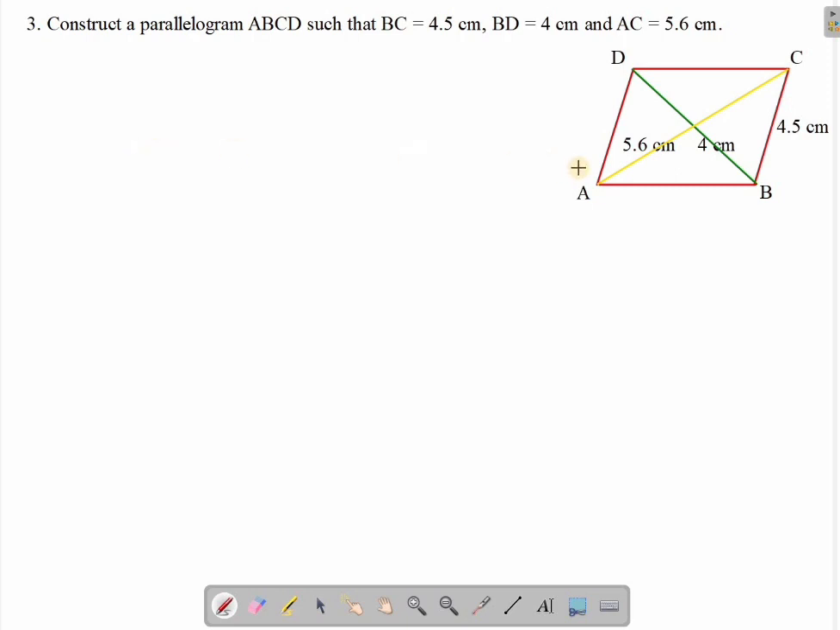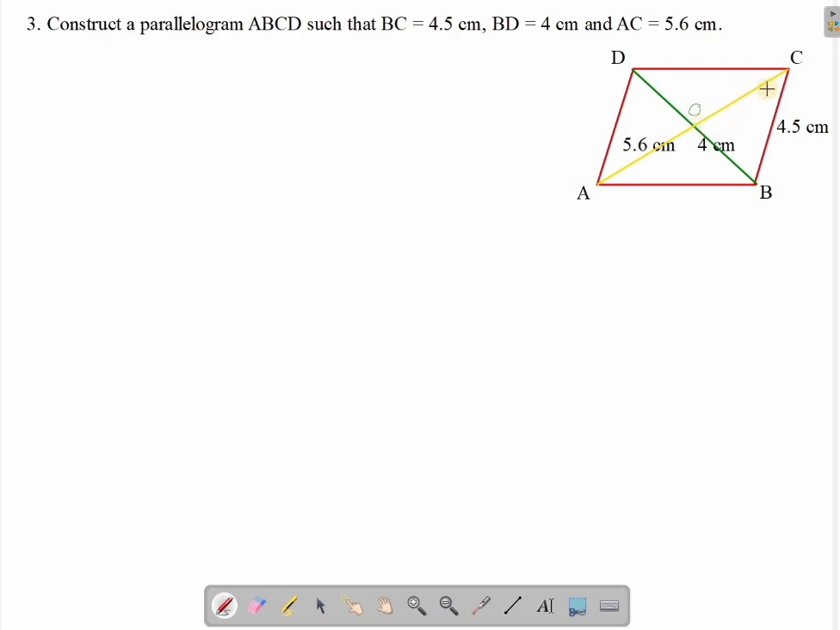Now whenever you are given two diagonals in a parallelogram, you need to keep in mind that the diagonals get bisected. Means what? It means that you see AC is 5.6 centimeter. So at the point of intersection, let me call this point O. So AO and OC are going to be equal to each other, and similarly BO and OD are also going to be equal to each other.